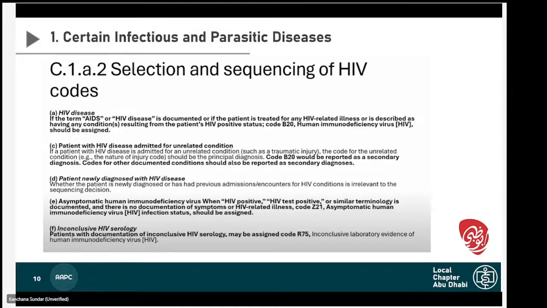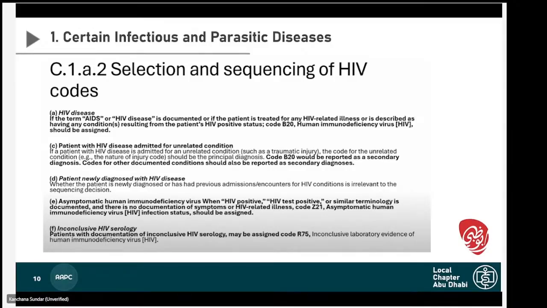Though the coding guidelines seem to be very simple, they have brought it in detail in each step of the guideline, and every point describes it again and again. So what is it telling? The selection and sequencing of HIV codes in the certain infectious and parasitic diseases talks about how to code AIDS and when to code HIV infection, that is B20 and Z21.